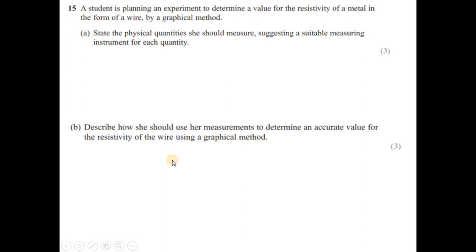A student is planning an experiment to determine a value of resistivity of a metal in the form of wire by a graphical method. State the physical quantities he should measure, suggesting a suitable measuring instrument for each quantity.